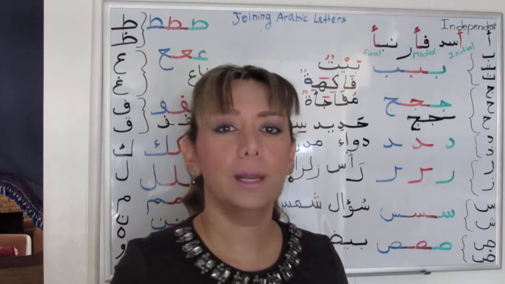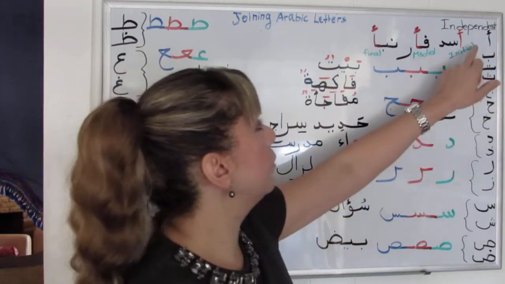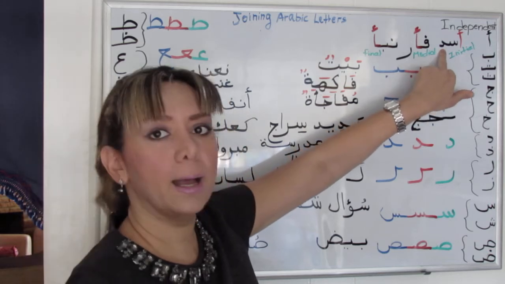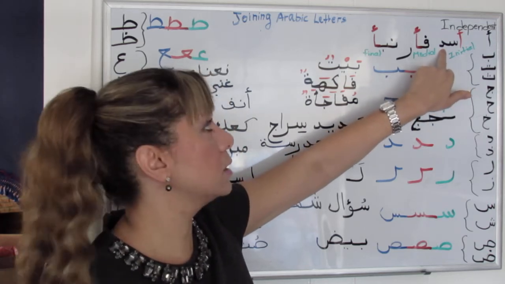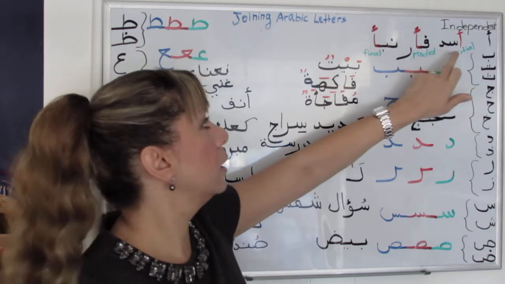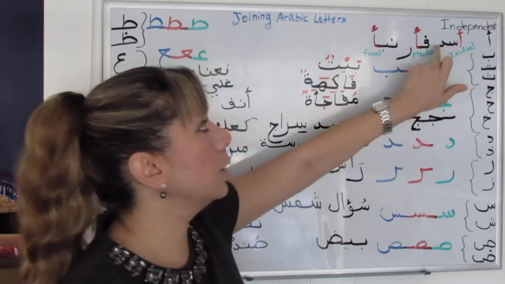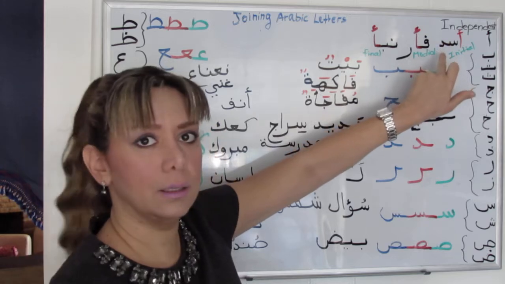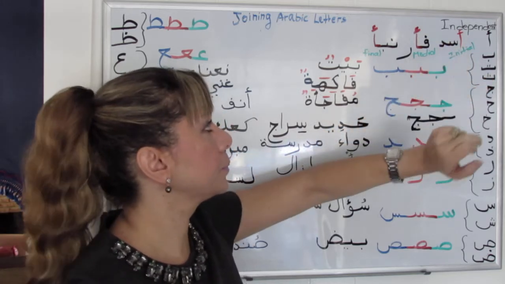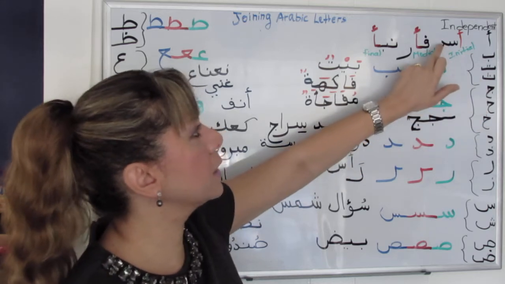So let's start connecting. Alif, here, as you see in this word, Asad, consisting of 3 letters: Alif, Sin, Dal. Alif does not connect to Sin because it's an unfriendly letter, and Sin connects to Dal.